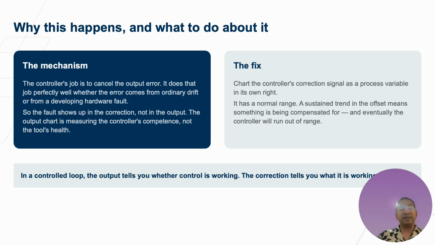So the fix: chart the controller's correction signal as a process variable in its own right. It has a normal range. Under normal seasoning, the offset cycles predictably. A sustained trend in the offset means something is being compensated for that was not there before. In a control loop, the output tells you whether the control is working. The correction tells you what it is working against. You need both, and only one of them is usually charted.